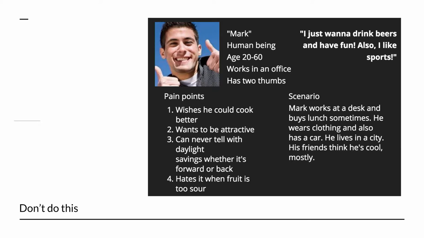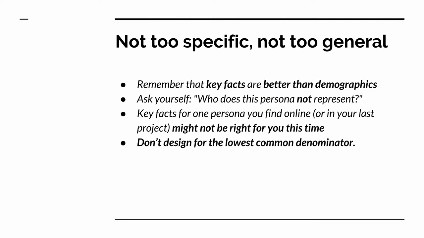If you have a persona from the last website, you go, okay, I'll reuse it. There's probably something wrong. So, we've got a Goldilocks situation. We don't want to be too specific, don't want to be too general. One of the main things, you want to remember that key facts are better than demographics. If you keep going back to how old are they, where do they live, what gender are they, all this stuff could be really distracting you from the goal of why you're doing this.